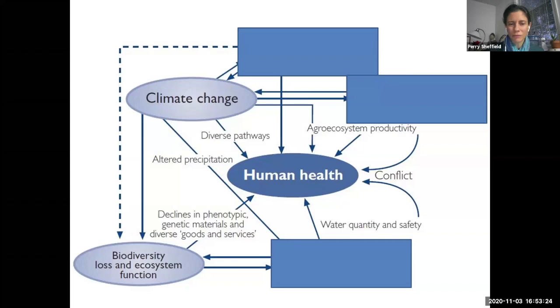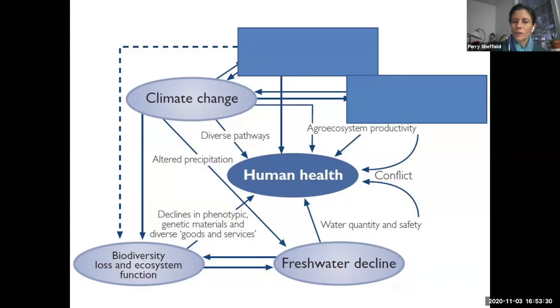So climate change through different mechanisms like altered precipitation affects biodiversity loss and ecosystem functioning. We talked about how one of the ecosystem functions is about filtering water. And so with loss of vegetation in some areas or collapse of different ecosystems, it can lead to a freshwater decline. We know that has a direct effect on human health.